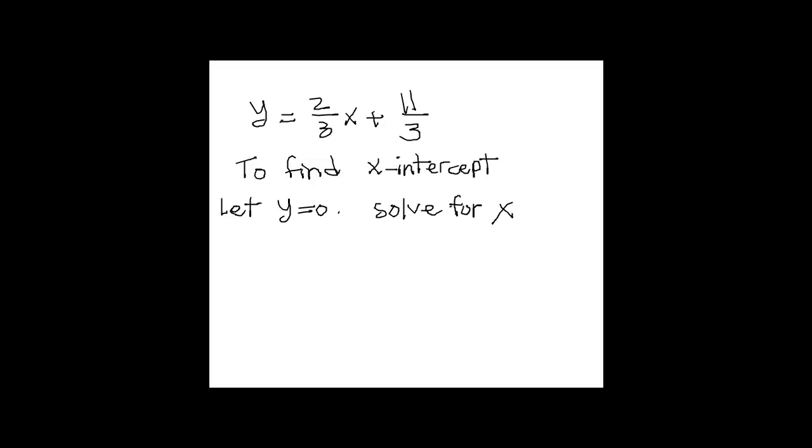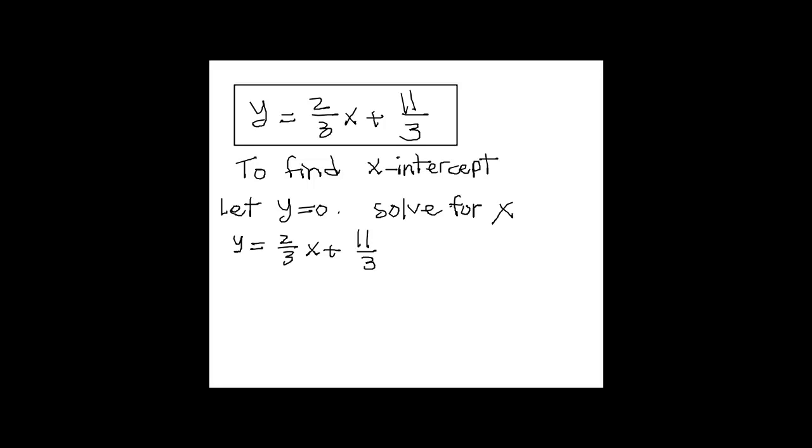Okay, here we're saying we're going to let y be equal to 0. So in this equation, we let y equal to 0. So y is equal to 2/3 x plus 11 over 3. In this case, we say 0 is equal to 2/3 x plus 11 over 3. To solve for x, I have to subtract 11 over 3 from both sides of the equation.